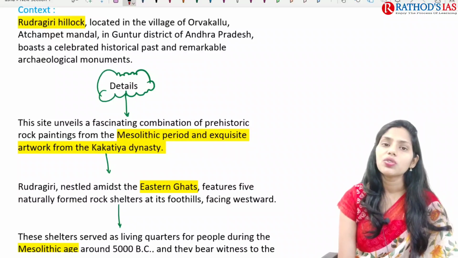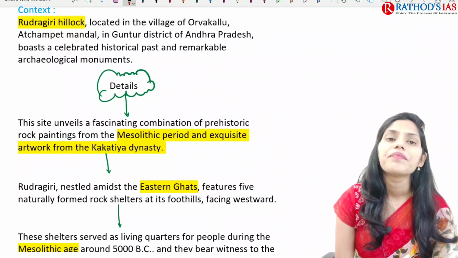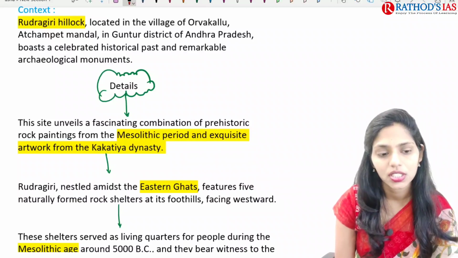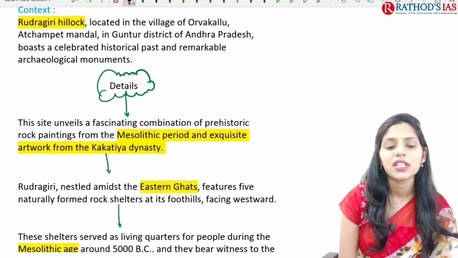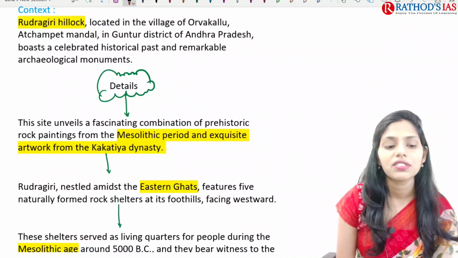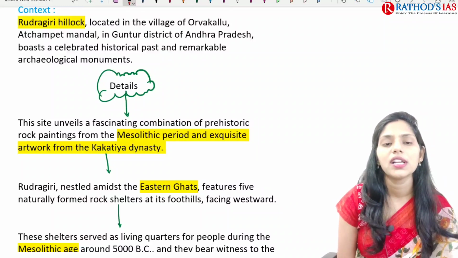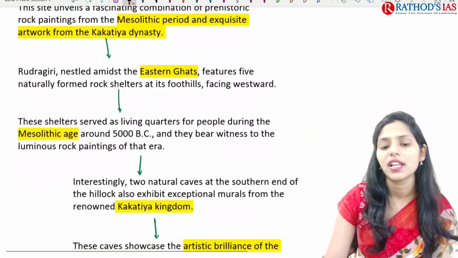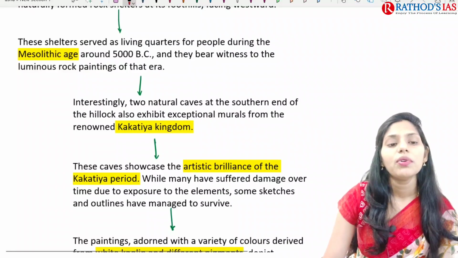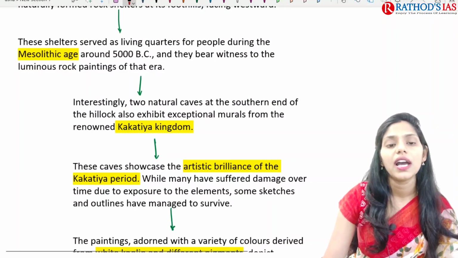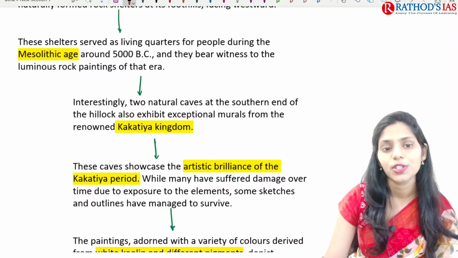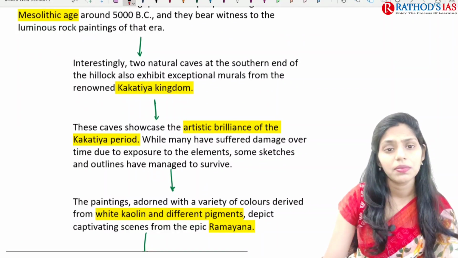So in that case, we have Mesolithic period paintings, and we also have the great artwork of the Kakatiya dynasty. This Rudragiri, which is present in the Eastern Ghats, features 5 naturally formed rock shelters, present in the foothills and facing westwards. We're talking about these shelters. They served as living quarters for the people during the Mesolithic age, that is around 5000 BC.